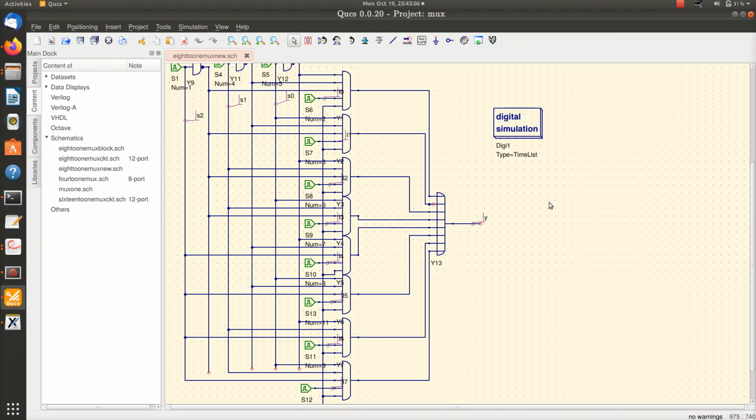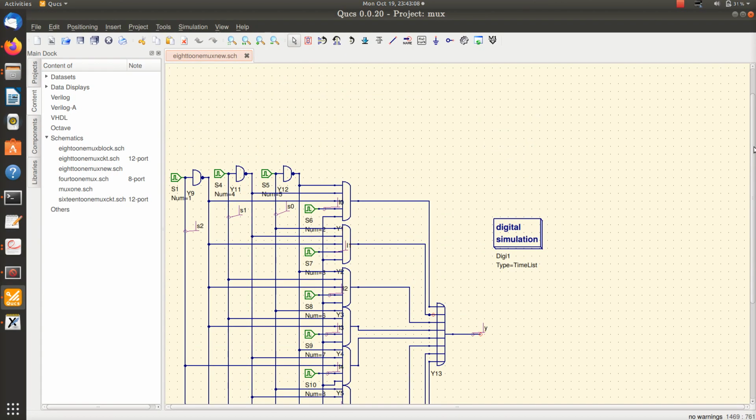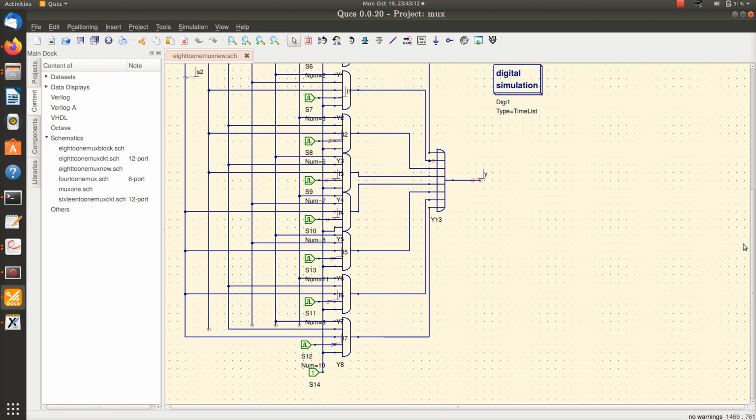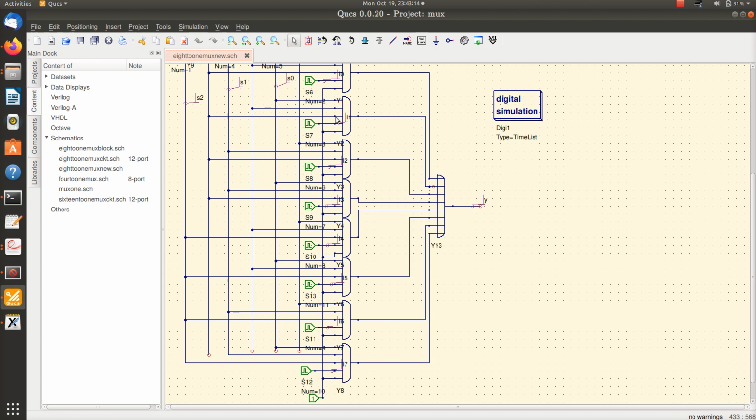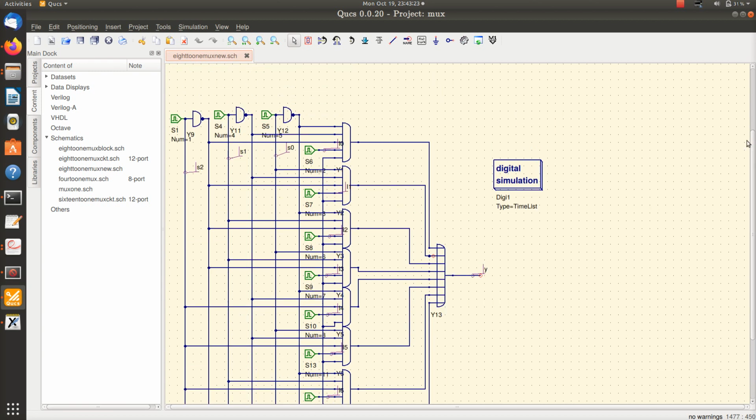So this is the circuit in QUCS. This is a straightforward implementation. Here these are all 5 input AND gates, and this is an 8 input OR gate, and there are 3 select lines, S2, S1, S0, and their complements S2 bar, S1 bar, S0 bar. So 8 signals are given here.